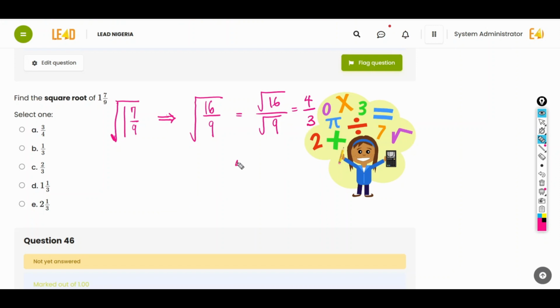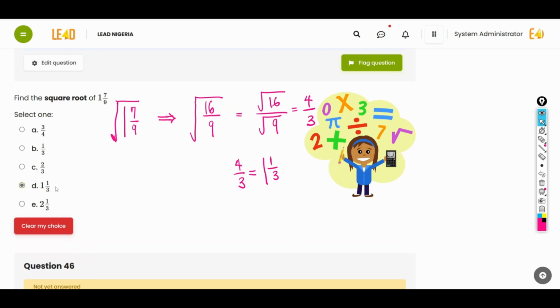All right, 4/3 can be written as 1 whole number. 3 into 4 is 1, remainder 1/3. So 1 whole number 1/3 is the correct answer. To find the square root, if you have a mixed number, write it as an improper fraction. Then find the square root of the top and the square root of the bottom, and then just simplify it. All right, so that's for that question.